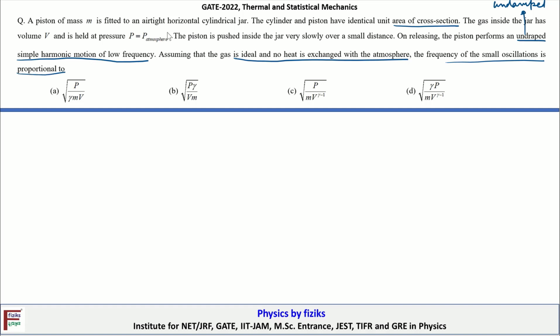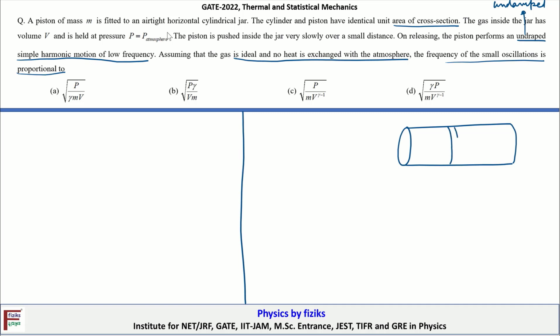So let's see how we can solve this problem. We are given a horizontal cylinder. Let me draw it first so that it will help us understand the problem in a better way. We have a horizontal cylinder attached with the piston, and the cross-section area of the piston as well as that of the cylinder is the same.